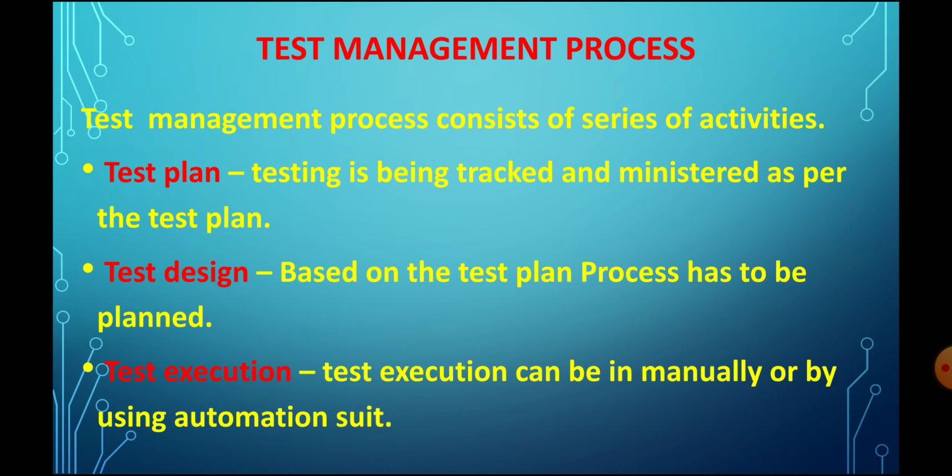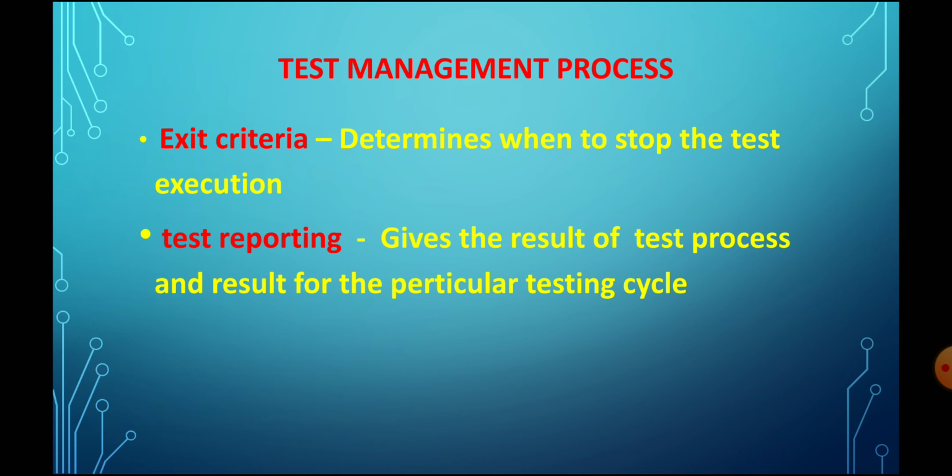Next, test design. Based on the test plan, the process has to be planned. Next, test execution. Test execution can be done manually or by using an automation tool. Next, exit criteria determine when to stop the test execution. Next, test reporting, which is used to give the result of the test process and the result for the particular testing cycle.